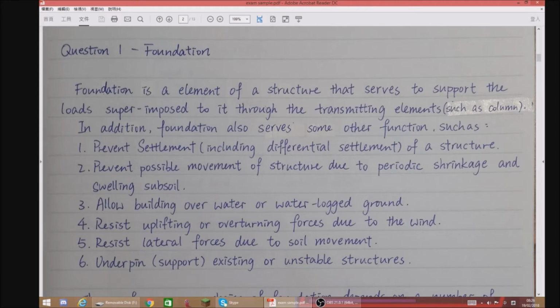For example, the first one, you need to understand they need to prevent the settlement of a building, or prevent any possible movement, or sometimes we need to prevent water coming into the building. And certainly we need to resist the building from overturning or uplifting due to wind, or any soil load due to underground. And sometimes if the foundation system is higher or lower than the existing structures or existing foundation, it may lead to underpinning.